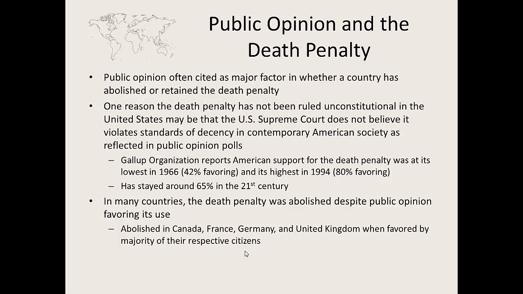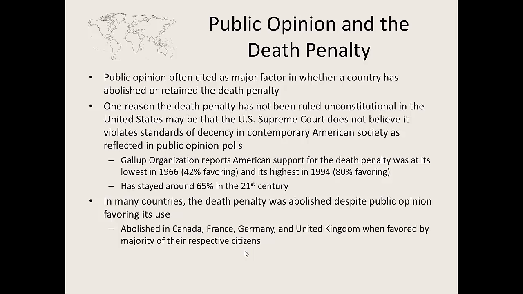One of the reasons the death penalty hasn't been ruled unconstitutional by the Supreme Court is that the Supreme Court may not believe that it violates standards of decency, which is one of the criteria used, not the only one certainly, but one of the criteria used by the Supreme Court in making decisions about whether any penalty is cruel and unusual. The Supreme Court has consistently taken into consideration public opinion as well as expert opinion and some others in terms of whether or not something should be identified under contemporary standards as cruel and unusual.